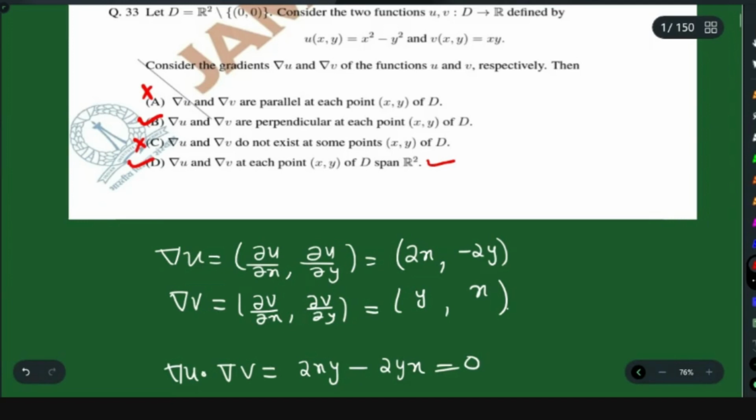So this is a multi-options question. So both B and D are true. You understand this? Any doubt? Any doubt in this question? No, sir. Okay, so let us look at another question.